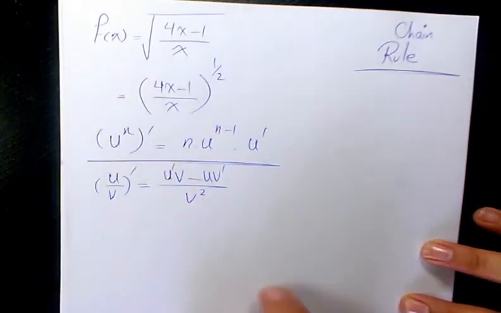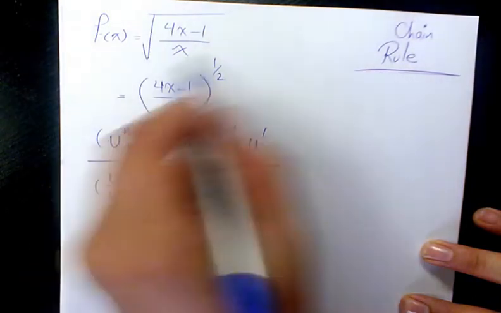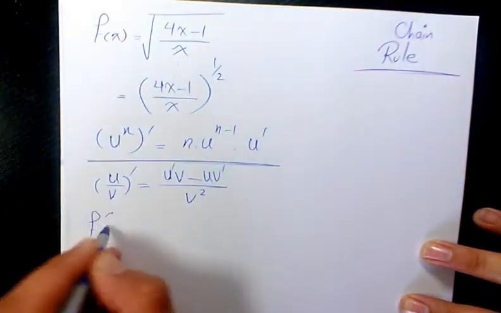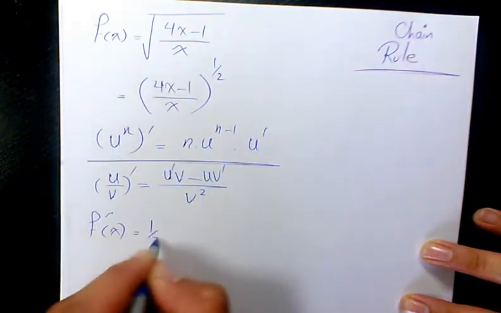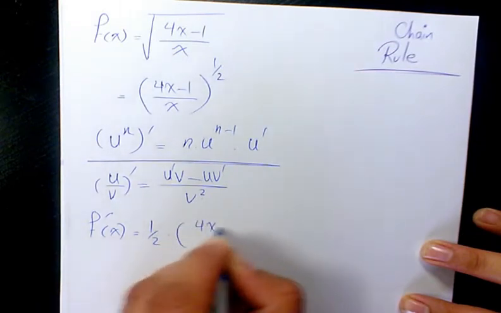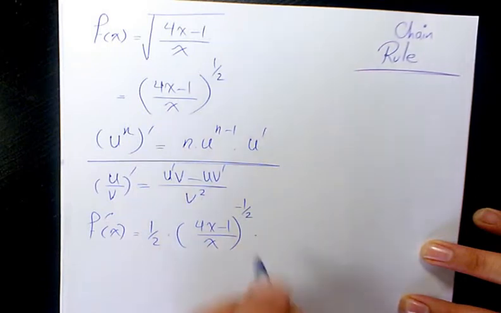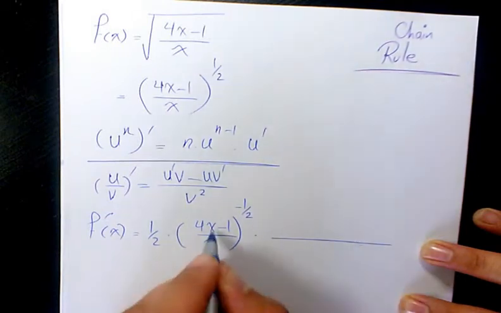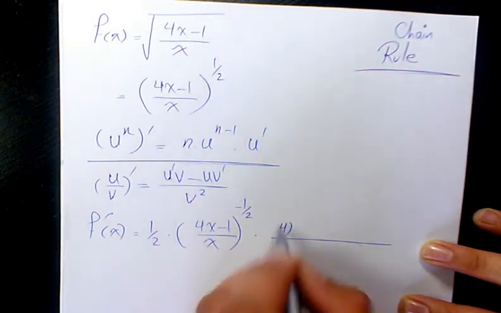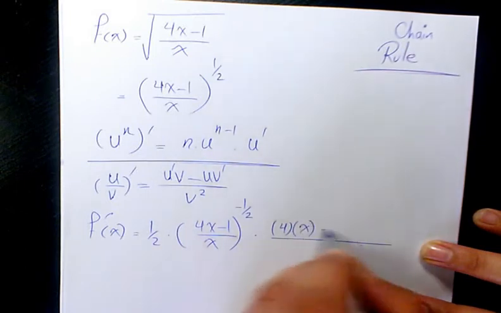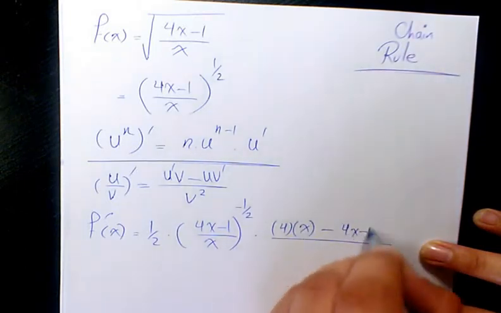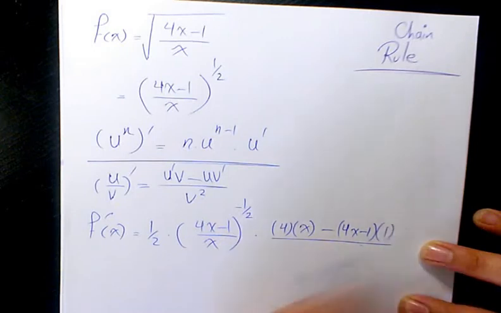So based on these two theorems, we can find the derivative of f of x, which will be 1 over 2 times (4x minus 1) over x to the power of negative 1 over 2, times the derivative of 4x minus 1, which is 4, times x, minus (4x minus 1) times the derivative of x, divided by x squared.